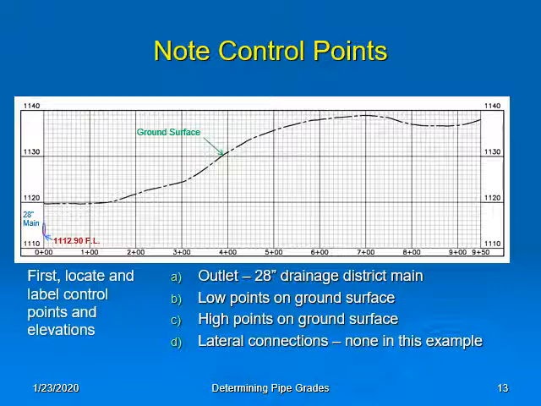Next, we want to locate our low points on the ground surface. Starting at 0+00, we can look at the different low points on the profile, or depressions. And here we've shown these on the profile. Next, we want to look at high points on the ground surface profile, and I've marked 2 here on this profile. There are no lateral connections in this example, so we don't have to show those.